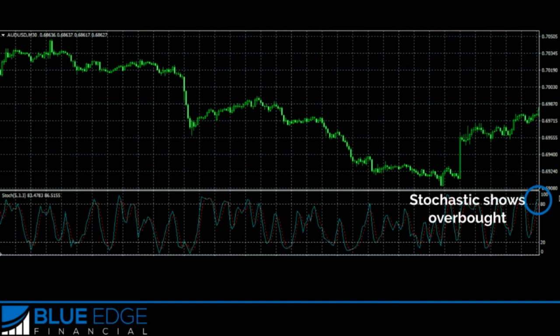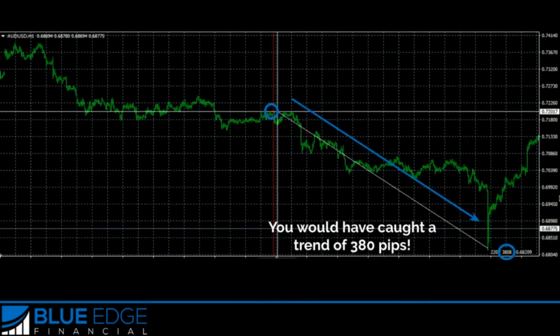Let's see what happened back on the 1-hour chart. Boom! You could have captured 380 pips all the way down to the bottom of the trend from there.